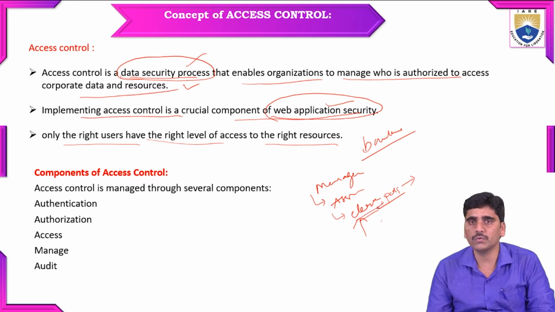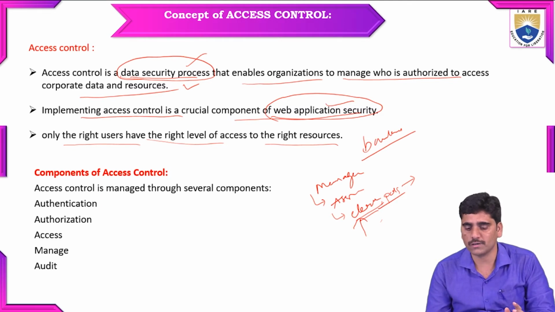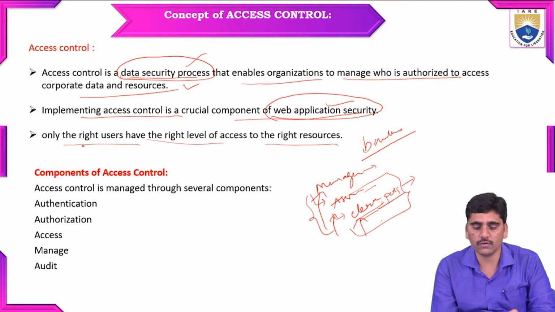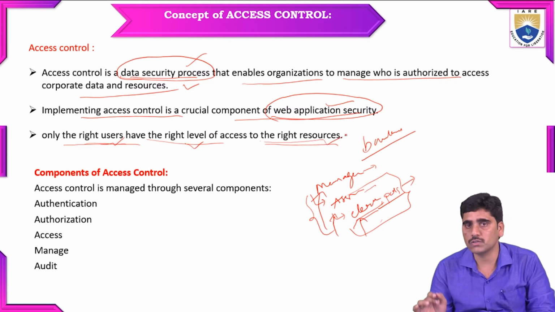So clerks can perform deposit transactions, voucher transactions or withdrawal transactions, but assistant managers have access to take gold loans or crop loans or other loans or assurance. And the manager level can access all the levels under the manager role. So he has all the access levels. That is what we are going to say here: only the right users have the right level to access the right resources.